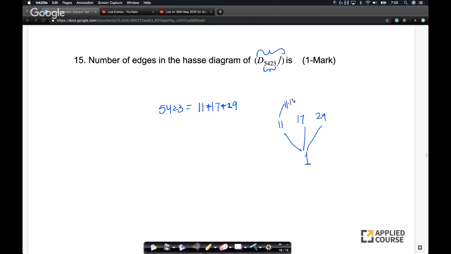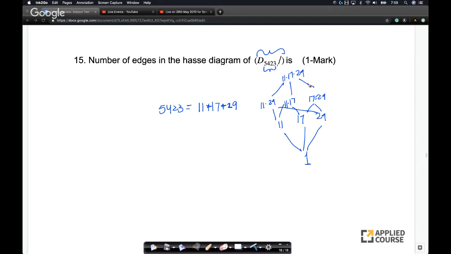Similarly, 11 into 17 will also divide this. Similarly, 17 into 29 will also divide this. Similarly, 11 into 29 will also divide this. Look at this, I'm just using all the possibilities of prime factors. Now, all these three will divide 11 into 17 into 29.